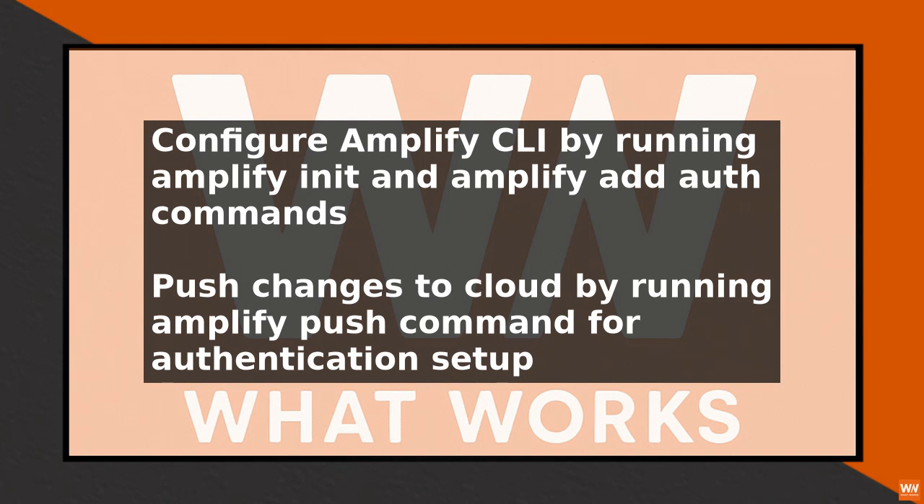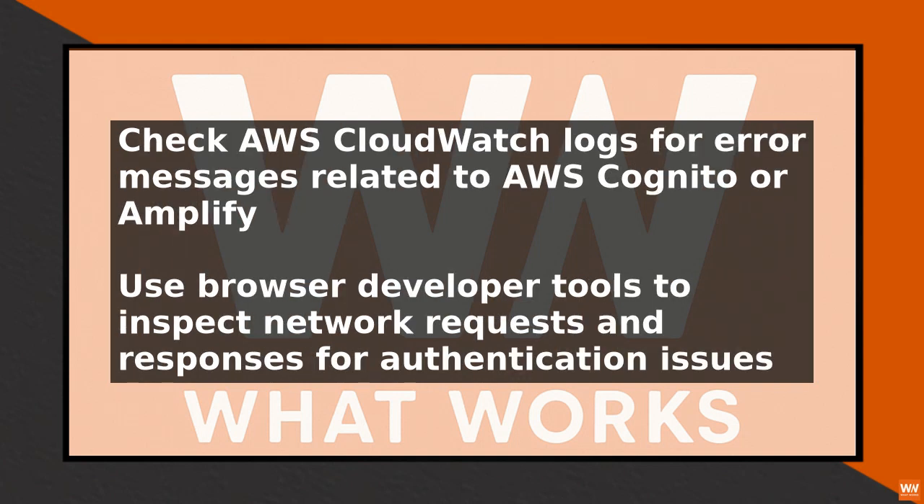Additionally, check the AWS CloudWatch logs for any error messages related to AWS Cognito or Amplify. These logs can provide valuable information about what is happening behind the scenes and can help you identify the root cause of the issue. By following these steps and best practices, you should be able to successfully troubleshoot AWS Amplify Cognito integration issues and get your application up and running with authentication and authorization.